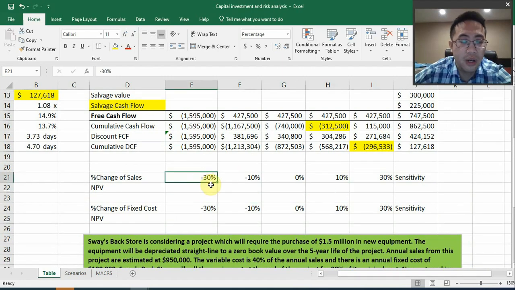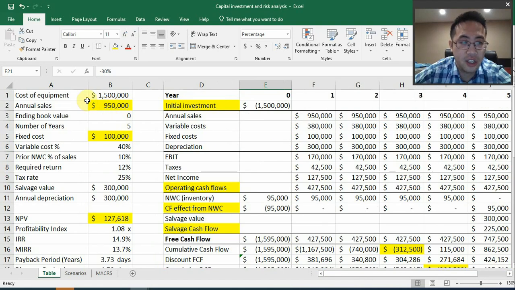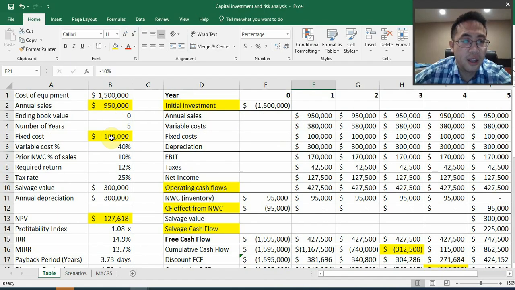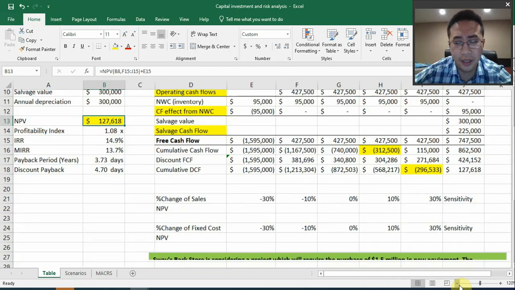For example, what if sales decreased by 30%? So you're gonna change the sales to a different number, lower than that by 30%. Then you're gonna record the NPV. Then you change the sales by another negative 10%. Then you record the NPV again, on and on. You're gonna repeat it 5 times for one variable, another 5 times for a different variable. All right, that's just too much work if we do it manually.